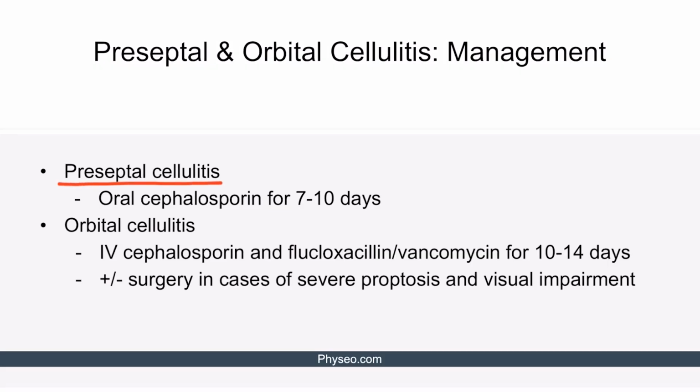Preseptal cellulitis is usually treated with an oral cephalosporin for 7 to 10 days. In contrast, orbital cellulitis is treated with an IV cephalosporin and flucloxacillin for 10 to 14 days. If methicillin-resistant Staphylococcus aureus, MRSA, is suspected, then flucloxacillin is replaced with vancomycin. Surgery may be needed for orbital cellulitis in cases of severe proptosis and visual impairment.